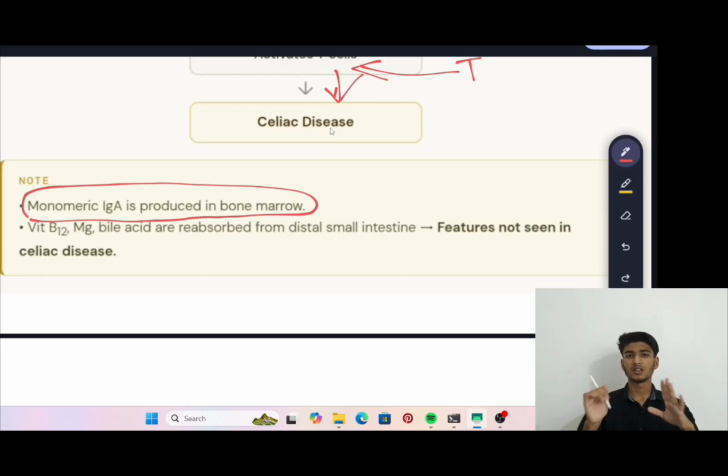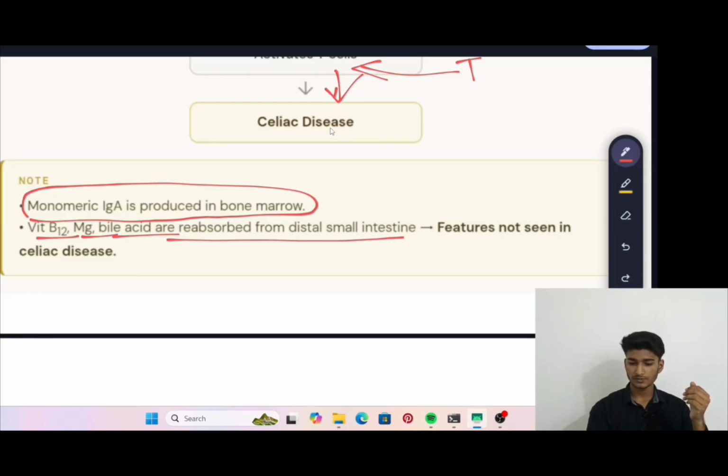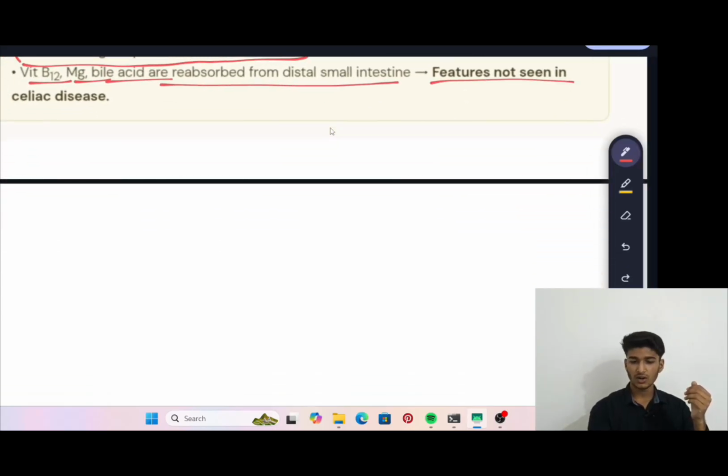But whenever you see malabsorption of vitamin B12, magnesium, and bile acids, you can't say that the patient might be suffering from celiac disease, because these three materials are absorbed in the distal part of the small intestine. They are not absorbed in the proximal part. The proximal part consists of the duodenum and jejunum. So majorly the duodenum and the jejunum are getting affected, not the ileum. These vitamins, magnesium, minerals, and bile acids are reabsorbed in the distal part of the small intestine. The features of celiac disease are not seen here.